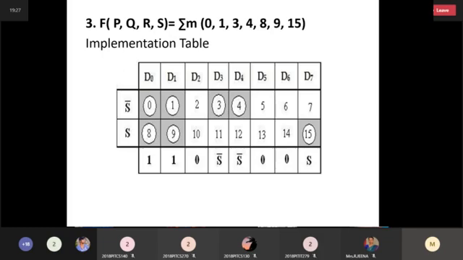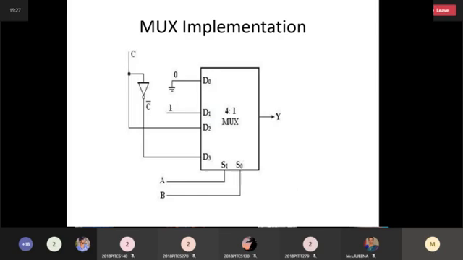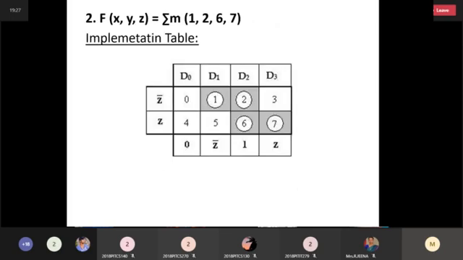Next one, implement 8:1 multiplexer. Where is that? Right, 1 minute.